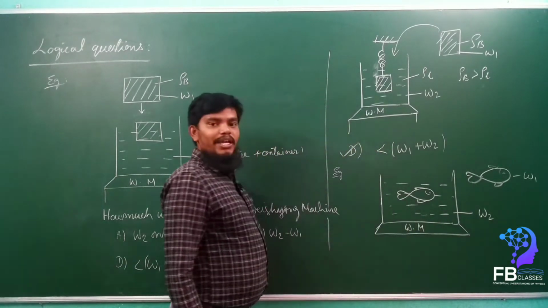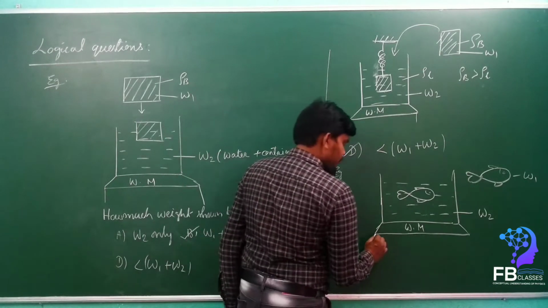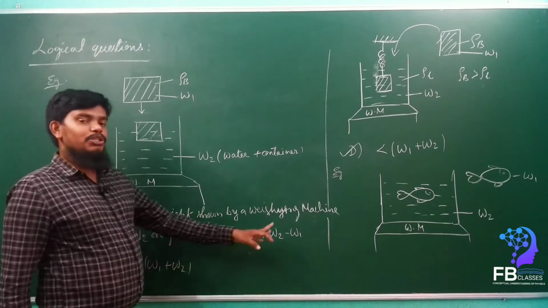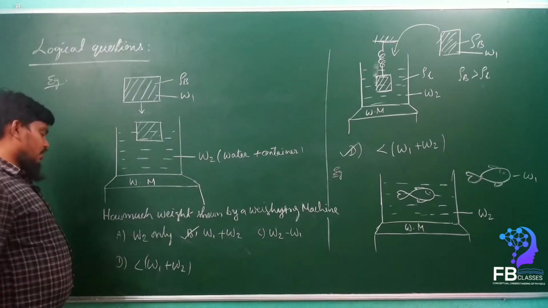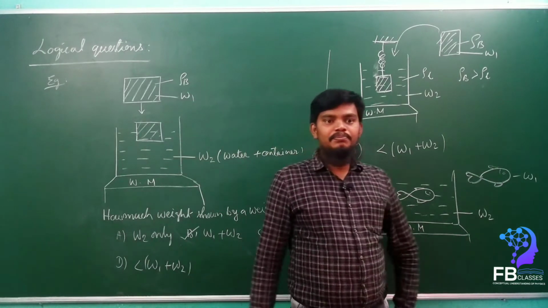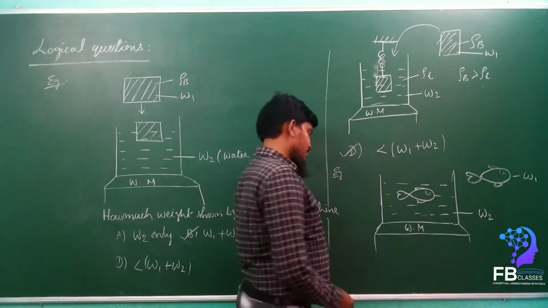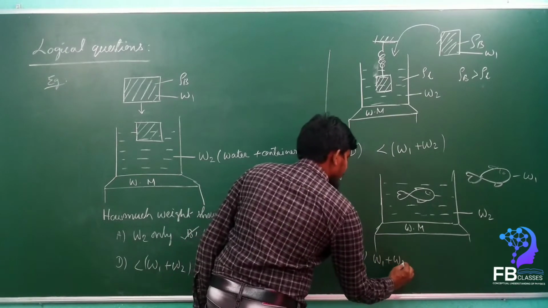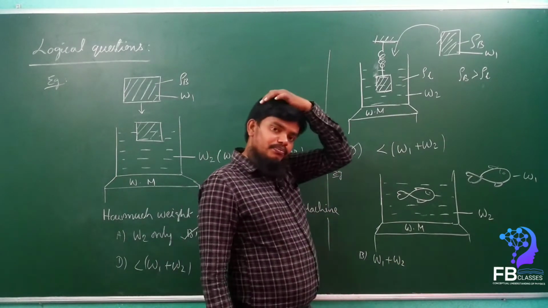What is the reading shown by a weighing machine? The options are: W2 only, W1 plus W2, W2 minus W1, or greater than W1 plus W2. What is the answer here? Very good. The answer is B, the correct answer, W1 plus W2.